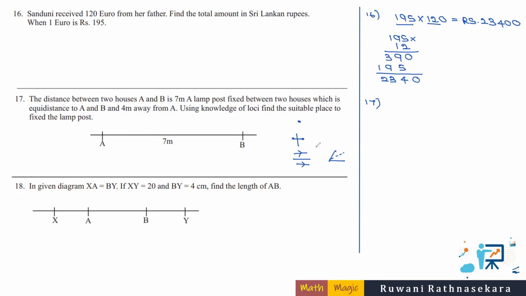Constructions. Look at the description. The distance between A and B is 7 meters. A and B are 2 houses, like 2 points, which are 7 meters away. Right? Then you have to fix a lamp post which is equidistant from A and B. According to the description, A is a house, B is another house, which are 2 points. Since this lamp post should be equidistant from A and B, and also 4 meters away from A, this is the combination of two loci.